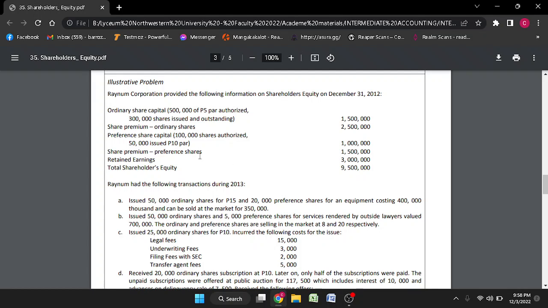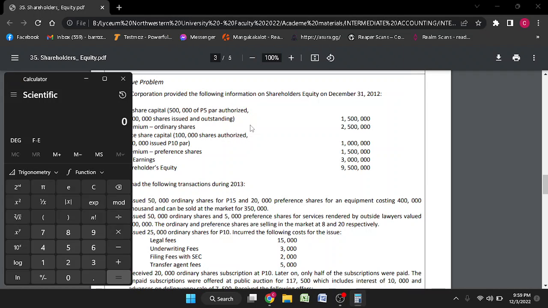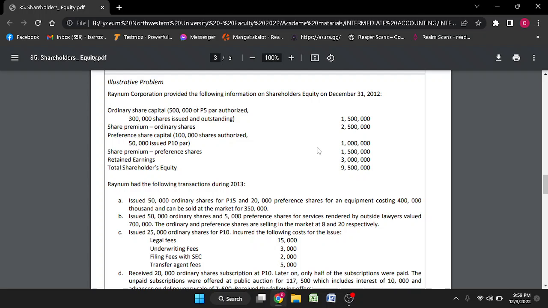Share premium for the preference shares, 1.5 million. Retained earnings, 3 million. So the total is 9.5 million pesos. We should check it: 1.5 plus 2.5 plus 1 million plus 1.5 plus 3 million equates to the 9.5 million, the total shareholders' equity.